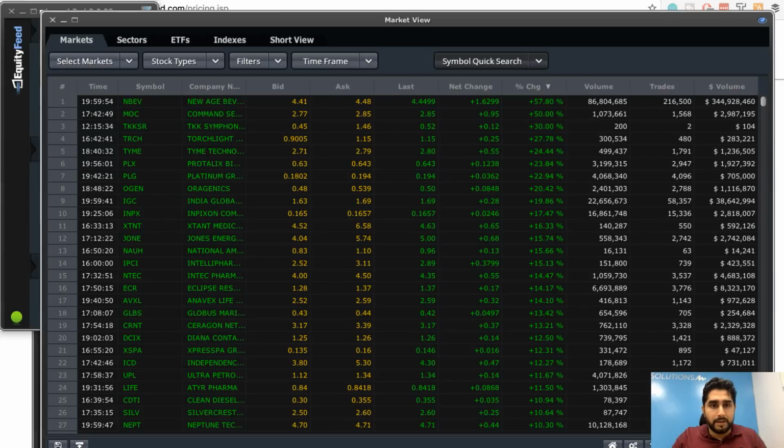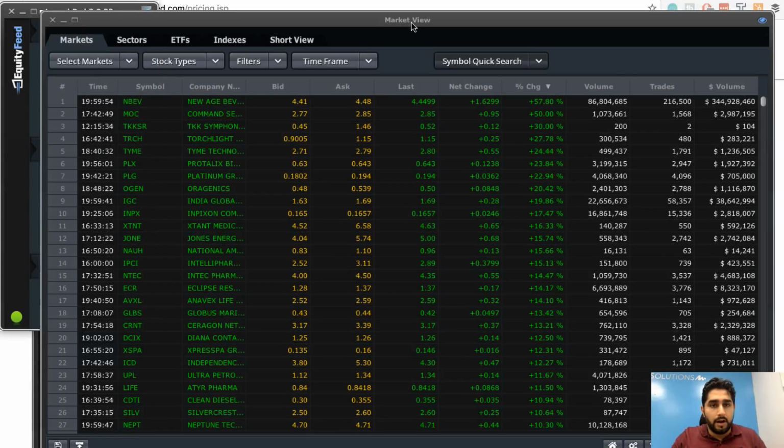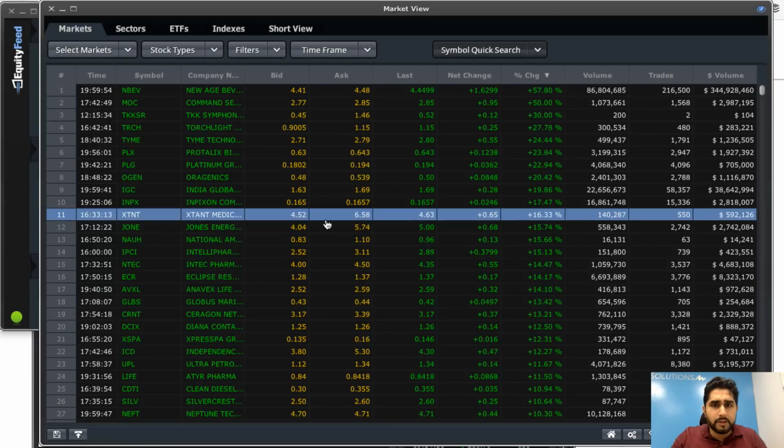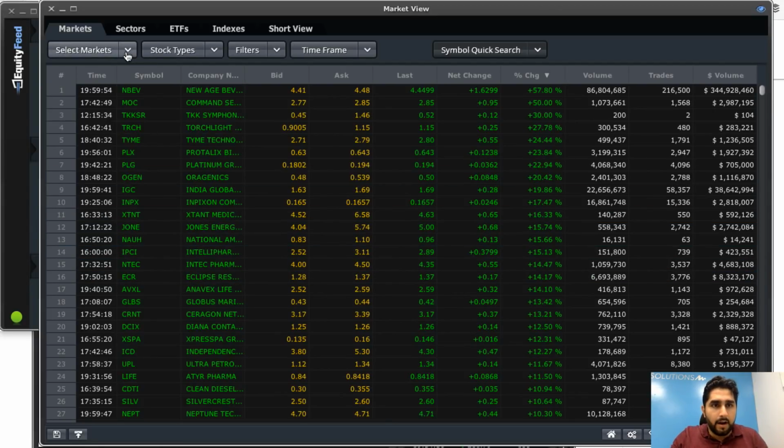But once you get it set up and download it, it'll look something like this when you open it up and click market view. All this really is, is just a list of different stocks. I just want to do a quick video on making sure you get set up. So first, pause this, go download Equity Feed, that way you can follow along. The stocks will look different, but I'll tell you how I like to look at it.